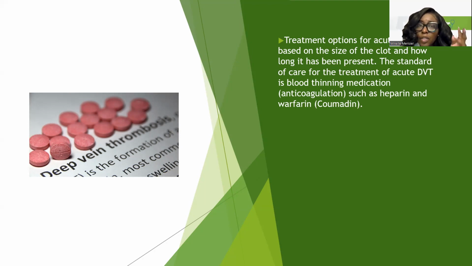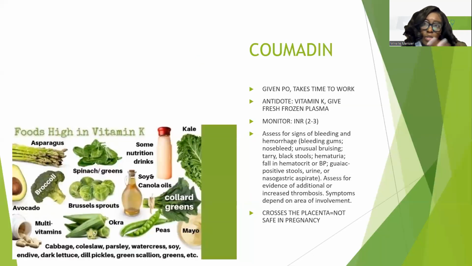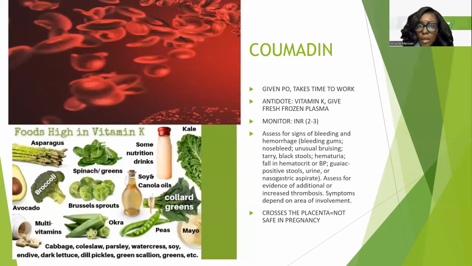The standard of care for the treatment of acute DVT is anticoagulation therapy, right? Heparin and Coumadin. Cannot stress enough. Those are two drugs you need to know like the back of your hand. Millions of people take these medications every day. Okay. So when you study a drug related to a disease process, like Coumadin, it is given PO. It takes time to work. So they're going to be probably getting heparin injections and infusions until the Coumadin can start working.